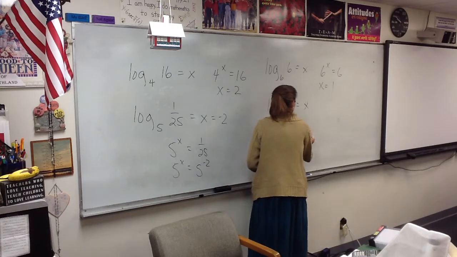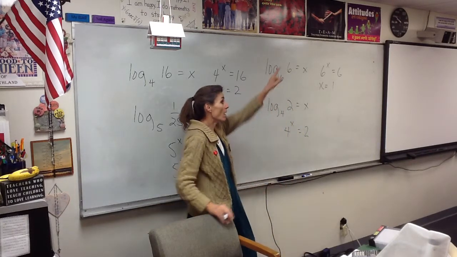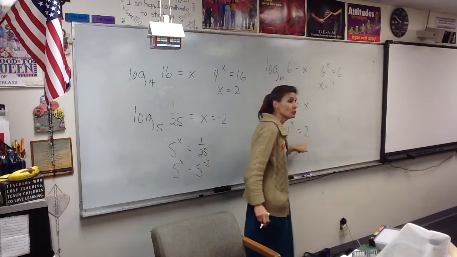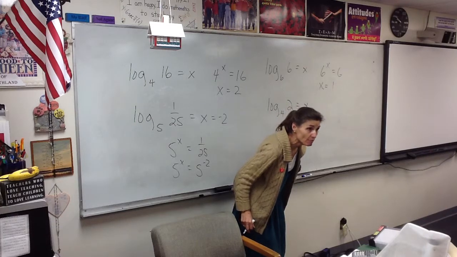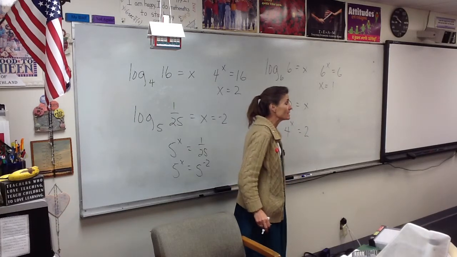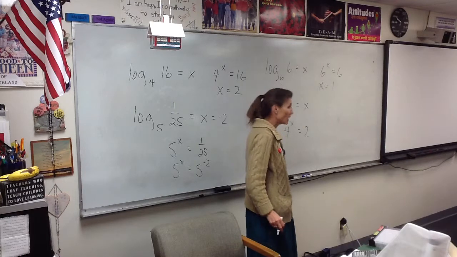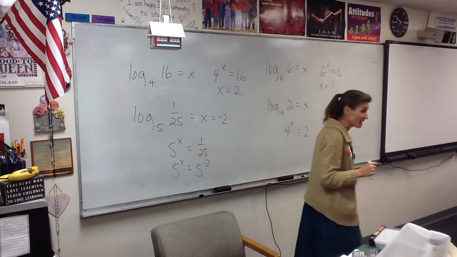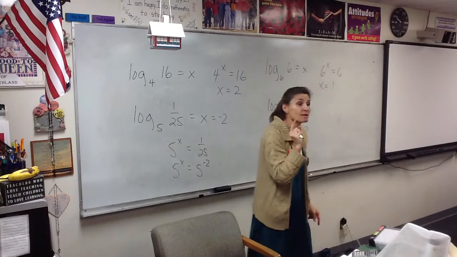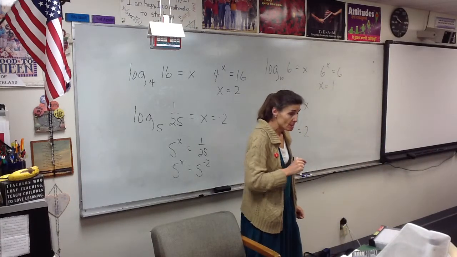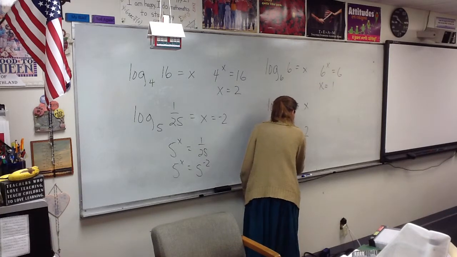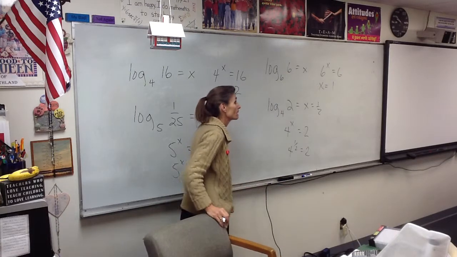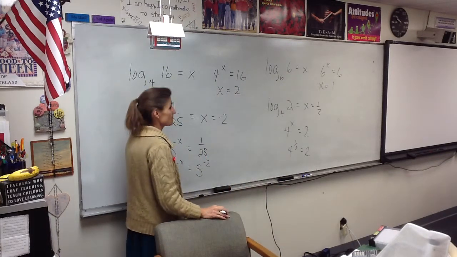4 to what power is 2? 1/2. How do we know that? Because isn't 2 the square root of 4? And what power is square root? 1/2. Remember, we've got to remember 2 things. 1 over means negative exponent, and radical means fractional exponent. So the answer here would be 4 to the 1/2. So x equals 1/2.